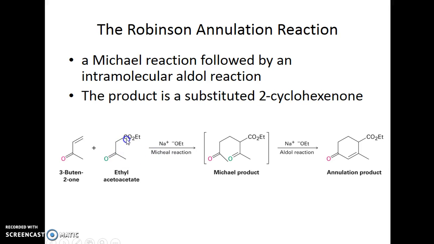If I treat this dicarbonyl compound with sodium ethoxide, I'm going to deprotonate here, and that's going to do 1,4 addition on this unsaturated carbonyl. That gives me this after protonation. The sodium ethoxide, though, can deprotonate here, and you can get addition to this carbonyl and then loss of water. If that happens, we get this unsaturated carbonyl in a ring form. And so this reaction is called the Robinson annulation. It's just using two reactions you already know.